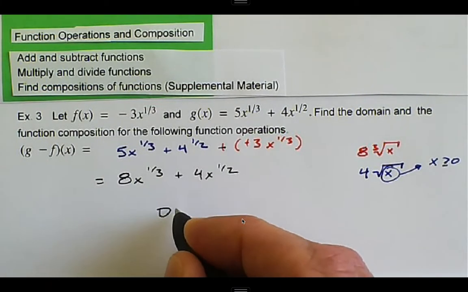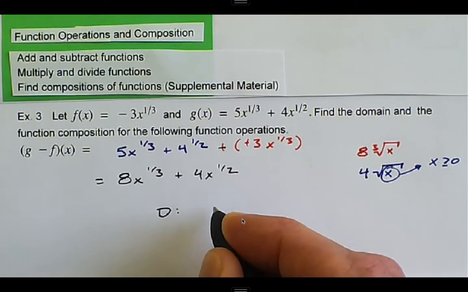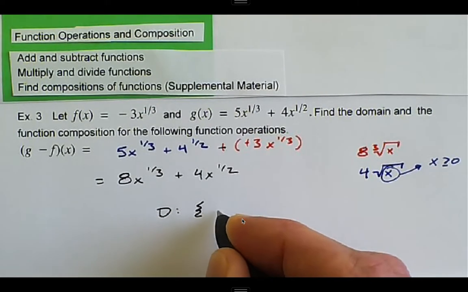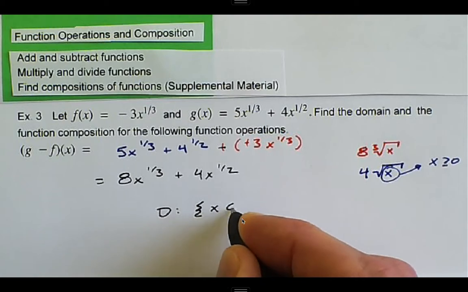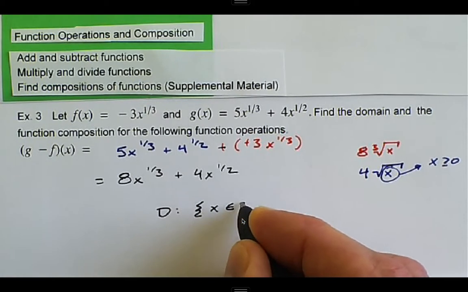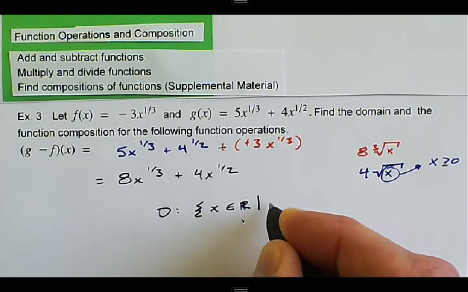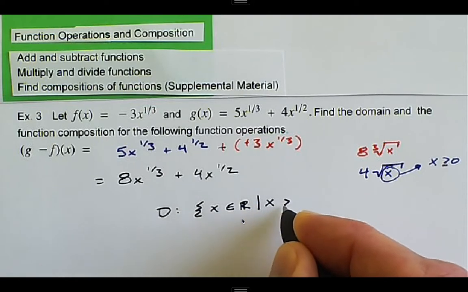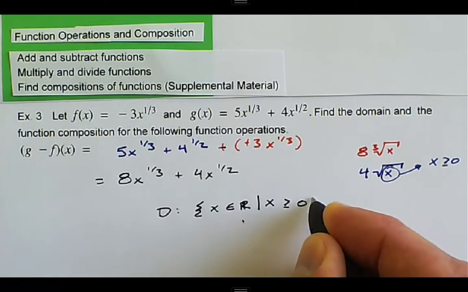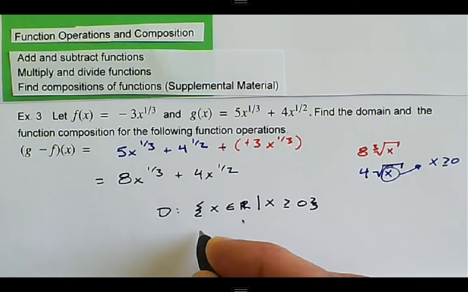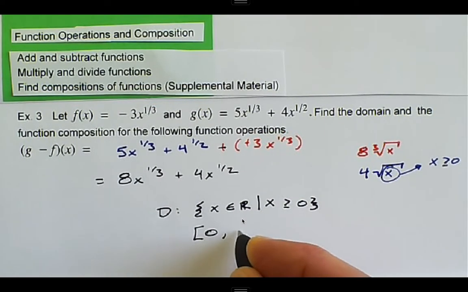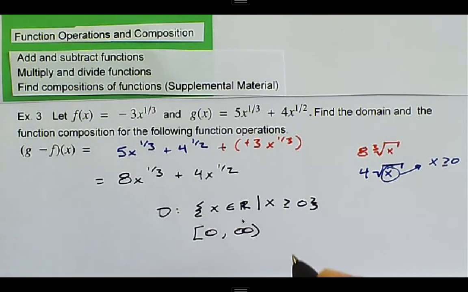So for this, our domain can be the set of all x values that belong to the real numbers such that x is greater than or equal to 0. Or 0 is included all the way to infinity, which is not included.